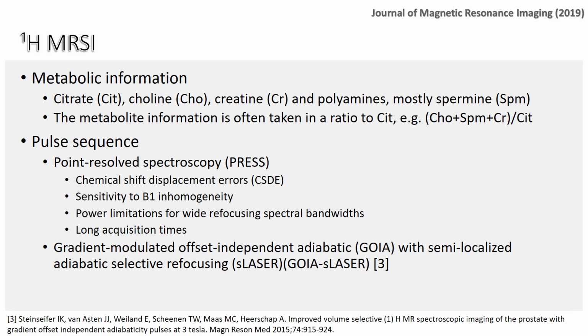Point-resolved spectroscopy, PRESS, is the most common pulse sequence for prostate MRSI due to its high signal-to-noise ratio. However, at higher magnetic fields, such as 3 Tesla, PRESS has a number of limitations, including chemical shift displacement errors, sensitivity to B1 inhomogeneity, power limitation for wide refocusing spectral bandwidths, and long acquisition times. Recently, a gradient-modulated offset-independent adiabatic semi-localized adiabatic selective refocusing sequence was introduced to address these problems.